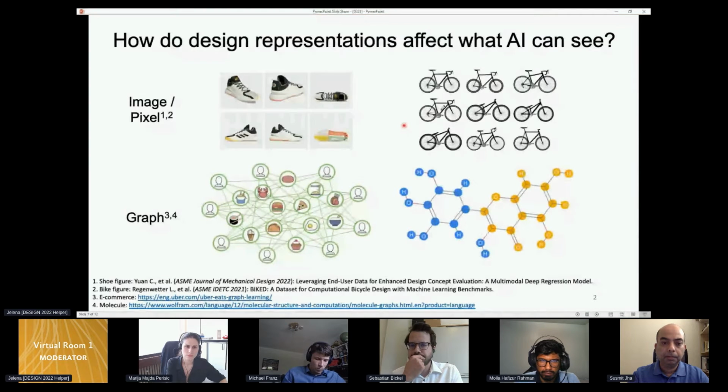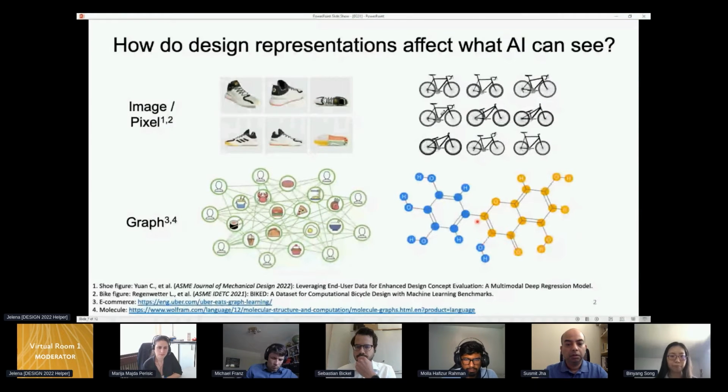Graph is an emerging representation good at capturing relations between system elements. It has been used and proven effective in studies related to e-commerce and molecules, etc. However, we haven't explored it as a design representation, and we know little about its effectiveness compared to images in this regard. Accordingly, this paper aims to answer how do design representations affect what AI can see from engineering designs for design evaluation.